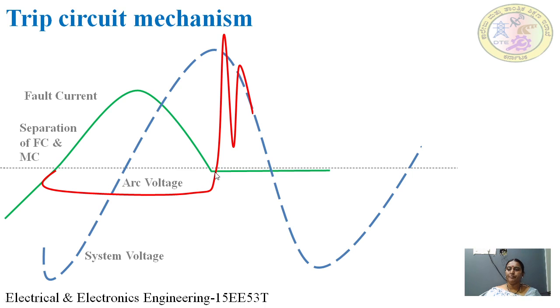When the fault current is 0, at that time there may be a restriking voltage. That restriking voltage appears as a voltage transient, and is called the restriking voltage. It appears at the arc extinction, when the current is equal to 0.